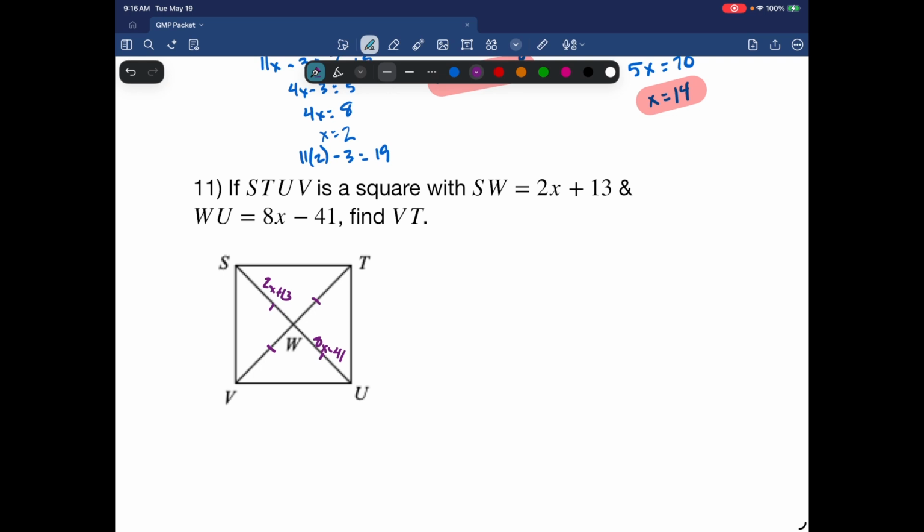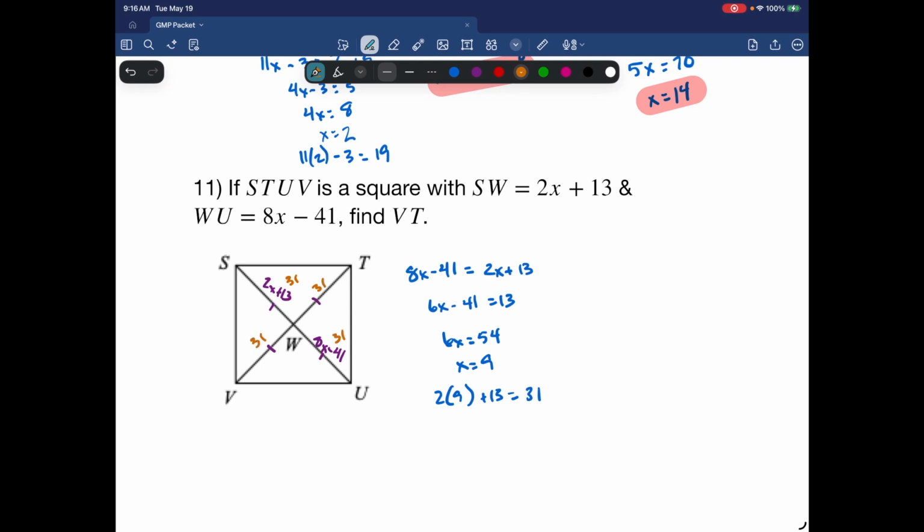Finding VT, I need to set these two equal to each other, and then plug it back in. So you got 8x minus 41 equals 2x plus 13. All right, so this is going to give you 6x minus 41 equals 13. 6x equals 54. X equals 9. So I plug this back into one of them. So let's say 2 times 9 plus 13. This is going to give you 18 plus 13 is 31. All right, so if this is 31, all of them are 31.